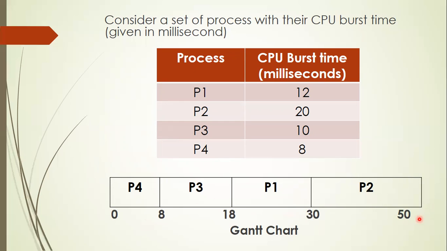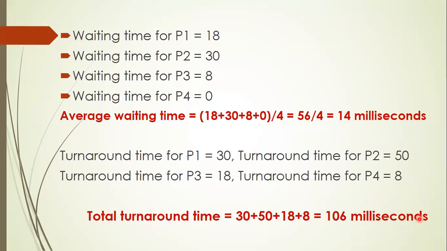In the case of FCFS, the CPU is given first to P1, then P2, then P3, then P4. No need to check any CPU burst time; you have to give it in order only. Whereas in the case of shortest job first, the CPU goes first to the shortest one, that is P4, followed by P3, followed by P1, and finally P2 will get the CPU. Here also we calculate both the waiting time and the turnaround time.